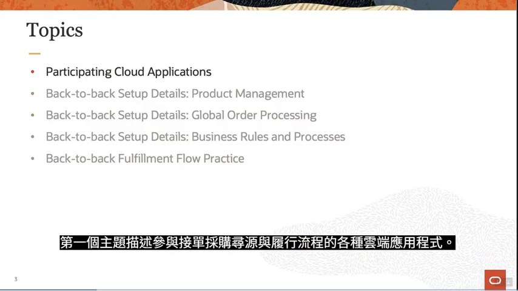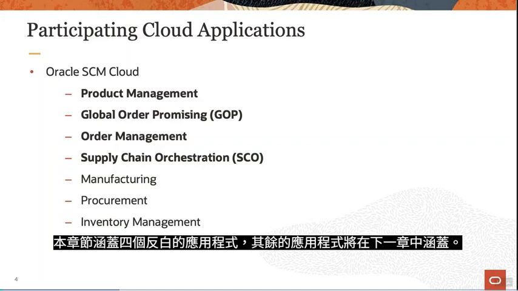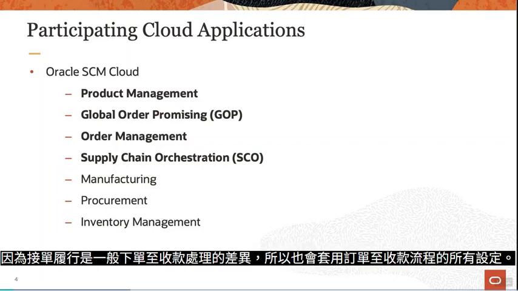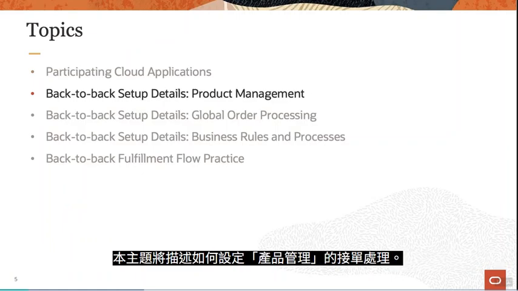Our first topic describes the various cloud applications that participate in the back-to-back sourcing and fulfillment process. This lesson will cover the setup suggestions for the 7 applications listed on the slide. The 4 highlighted applications are covered in this lesson, and the remaining applications will be covered in the next following lesson. Because the back-to-back fulfillment is a variation on a regular order-to-cash process, all setups from the order-to-cash flow also apply. This topic will describe how to set up back-to-back process for product management.